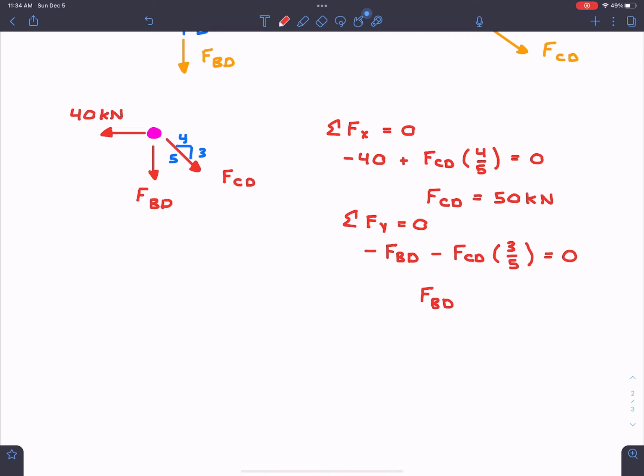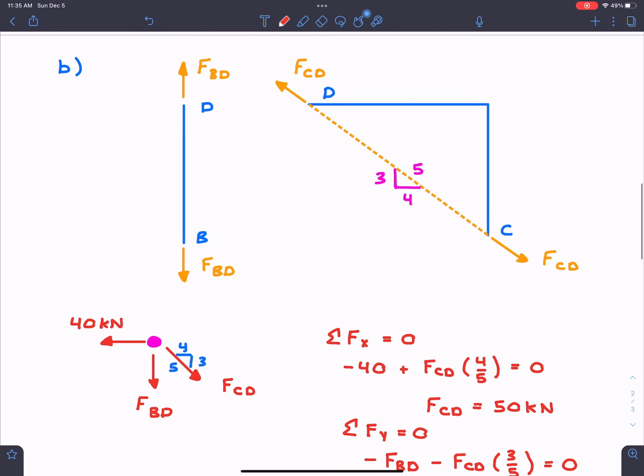We just solved for it as 50. We can find that FBD is equal to 30 kilonewtons. And it's actually the opposite direction that we assumed. It's actually going upwards in this particular diagram. So this is how we would solve for the forces in these hinges.